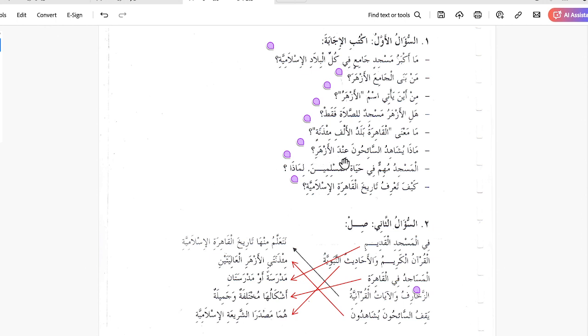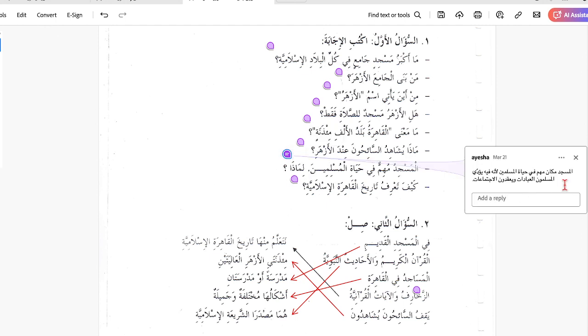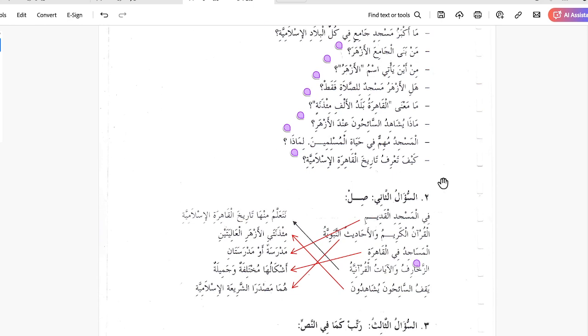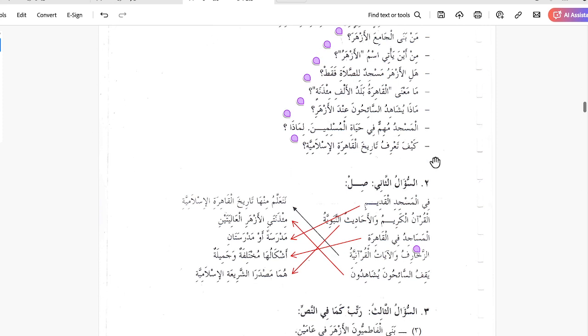They watch the two high minarets. Yushahidu saihuna mizanatil azharil aliyataini. Al masjidu muhimman fi hiyatil muslimina limaza. Why is the mosque important for the life of Muslims? The answer is al masjidu makanu muhimman fi hiyatil muslimina liannahu fihi yuwaddiul muslimuna al ibadati wa yaqiduna al ijtima'at. The mosque is important because Muslims do their prayers in it, and they have other gatherings.